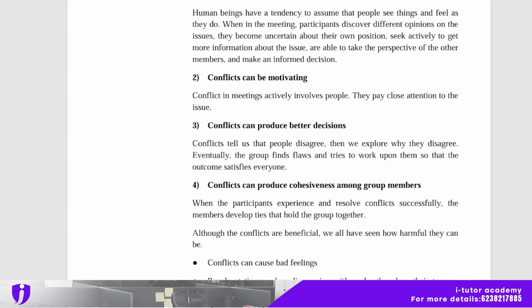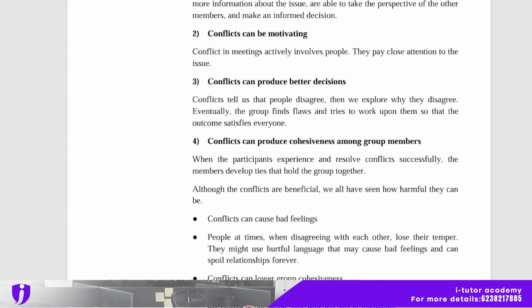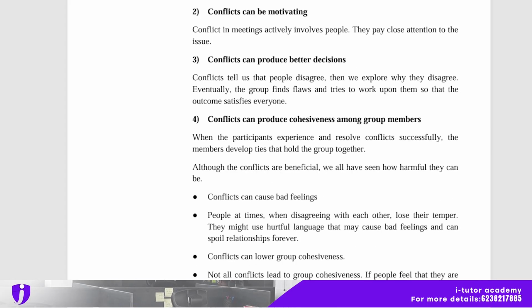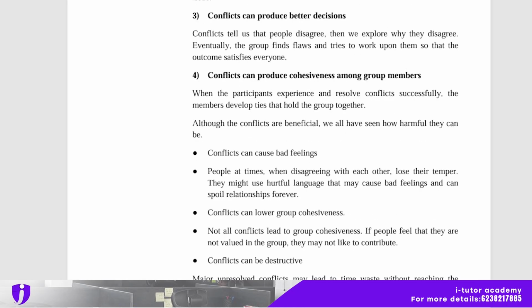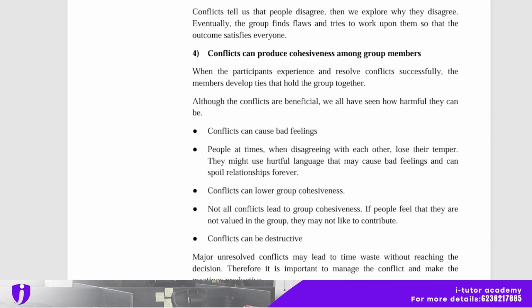Next, conflict can be motivating. Conflict in meetings actively involves people. They pay close attention to the issue. Conflict can produce better decisions. Conflicts tell us that people disagree. Then we explore why they disagree. Eventually, the group finds flaws and tries to work upon them so that the outcome satisfies everyone.